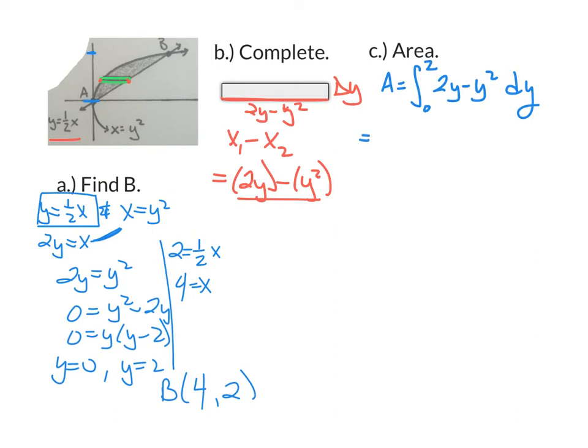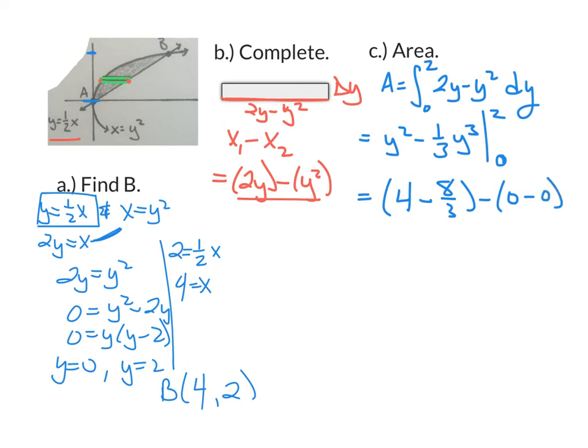To do that, we're going to integrate 2y minus y squared, which the integral of 2y is y squared, and the integral of y squared is 1/3 y to the third. We'll evaluate from 0 up to 2. Plugging in 2 first, I'll have 4 minus 2 to the third is 8 over 3. And subtract from that 0 squared minus 1/3 of 0 cubed. So real quickly, 4 minus 8/3, well, 4 is 12/3, minus 8/3 leaves me with an area of 4/3.